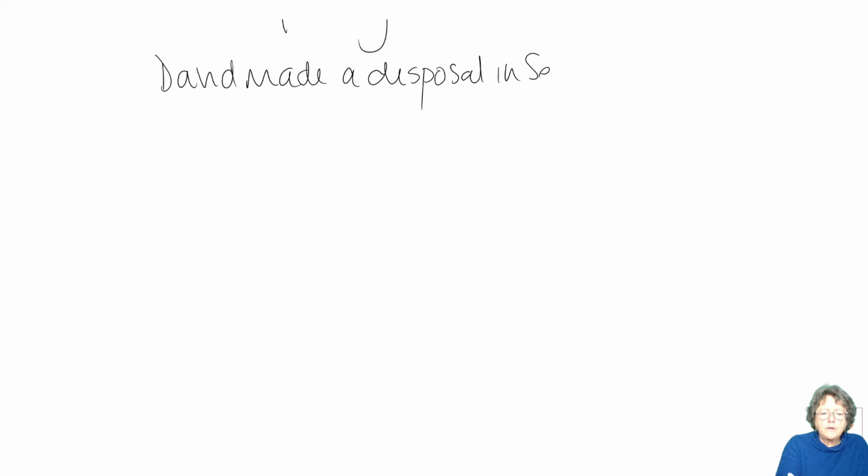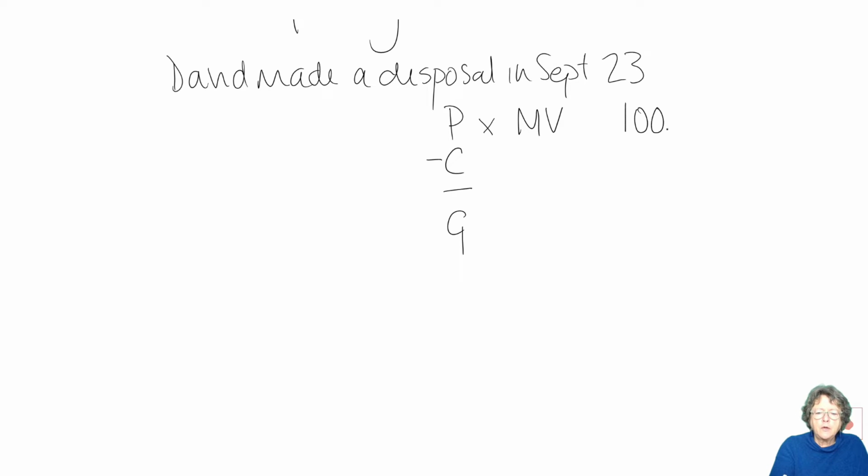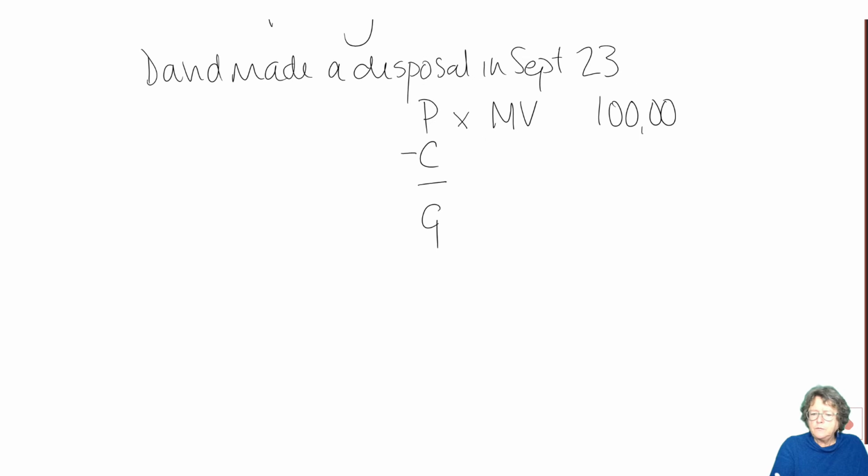So we are looking at David, who made a disposal in September 23. What are we looking for? We are looking at proceeds minus cost equals gain. Now, because this is not at arm's length, we don't use that. We use the market value because it's connected persons. £100,000. The cost from the question was £60,000, giving us a gain of £40,000.